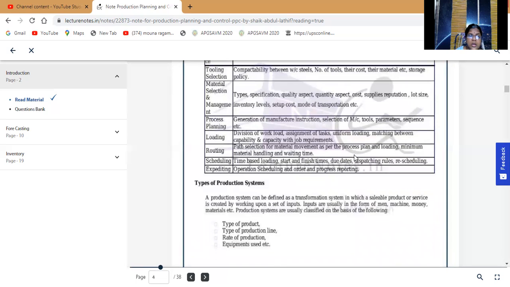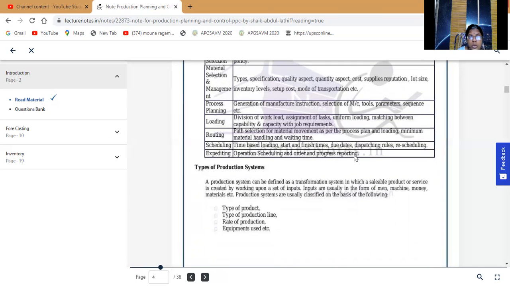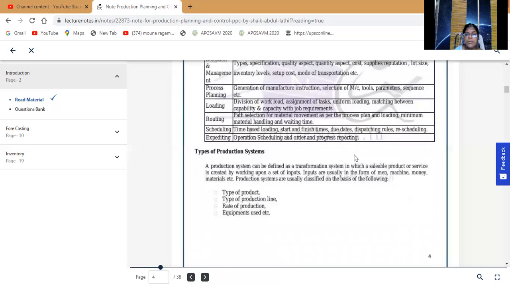And next, loading. In loading, there is division of workload, assignment of tasks, uniform loading, and machine matching between capability and capacity with the job requirement. That is for loading. And routing: we already discussed that routing is nothing but path selection for material movement as per the process plan and loading, with minimum material handling and waiting time. That is for routing. And next is scheduling: time-based loading, start and finish times, due dates, dispatching rules, and rescheduling are part of scheduling.